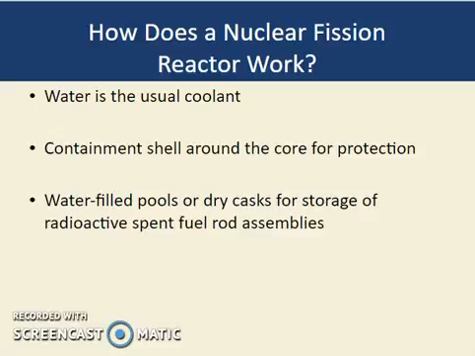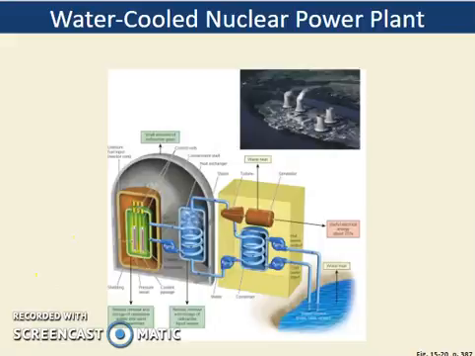Some more vocab. We have what's called a containment shell around the core, just in case there's a meltdown. And then the water is going to have to go somewhere. So are we going to have water-filled pools? What are we going to do with these spent fuel rods? Are we going to bury them in pools? Are we going to bury them in a mountain? What's going on with that?